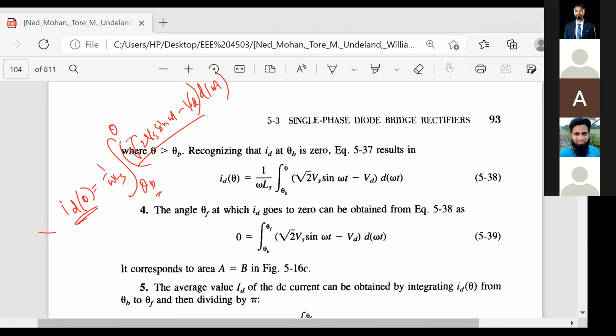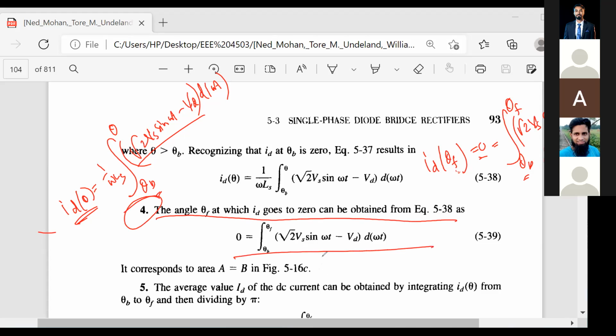Yes, sir. How can you find theta f? Simply by putting ID equal to 0 in this equation and then finding theta b and theta f. You know theta b, and you know all these things, sine of omega t minus Vt. Because the current at the final value is also 0, right? With that equation, equation number 4, you can always find the value of theta f. And it is nothing but the correspondence of your area A and area B. You can check.